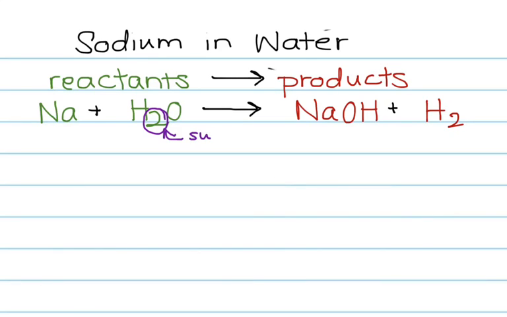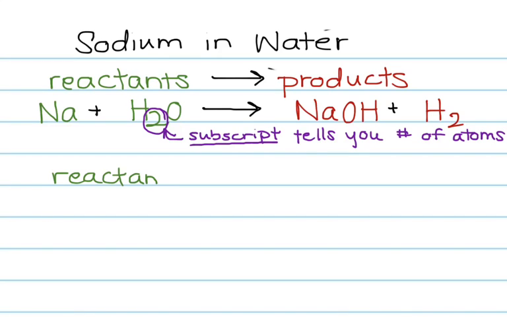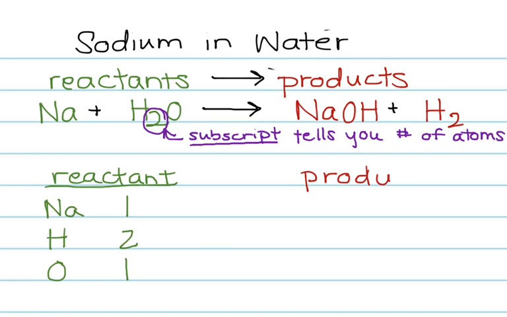One little side note, these little small numbers are called subscripts, and they tell you how many of each atom you have. So let's look at our reactants. On the reactant side, we have sodium, hydrogen, and oxygen. We have one sodium, two hydrogens, and one oxygen. On the product side, we have sodium, hydrogen, and oxygen as well. We have one sodium, three hydrogens, and one oxygen.